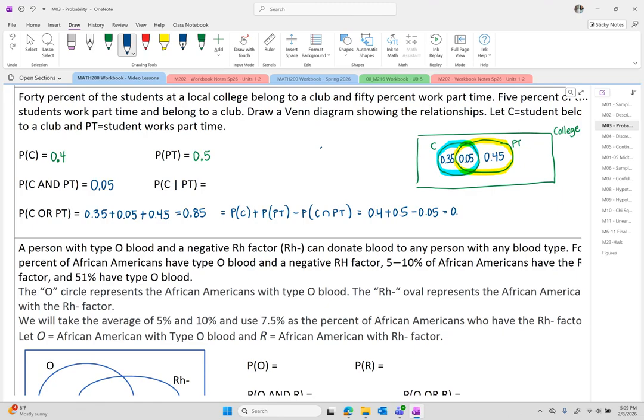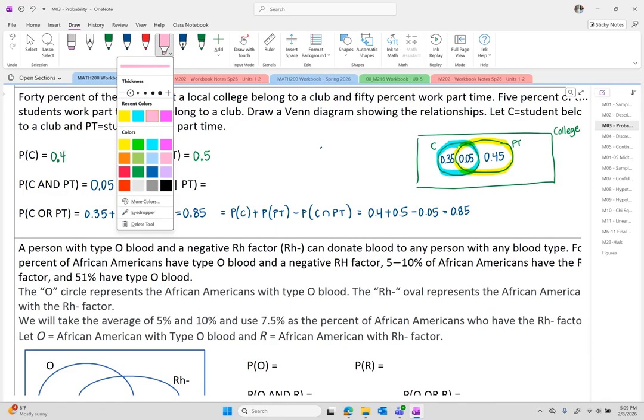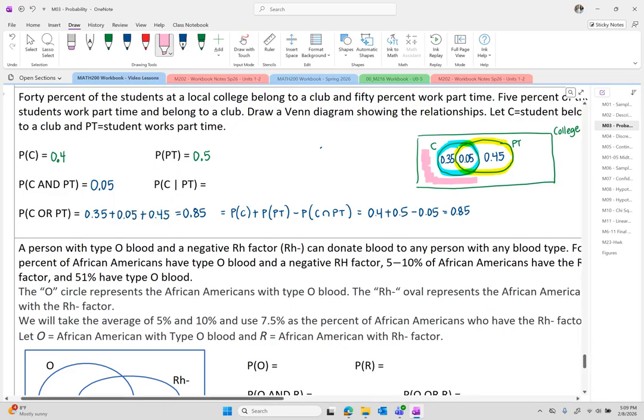Correctly calculated earlier, 0.85. However, the 0.85 allows us to find how many students are not in a club and not part-time, which means how many are out here in the remaining sample space. And if 85% of your students are within the two bubbles, within the two events, then the remaining, which will be 15%, will be outside. So if somebody said, how many students are neither in the club nor work part-time, we will say that 15% of the students are in that group.